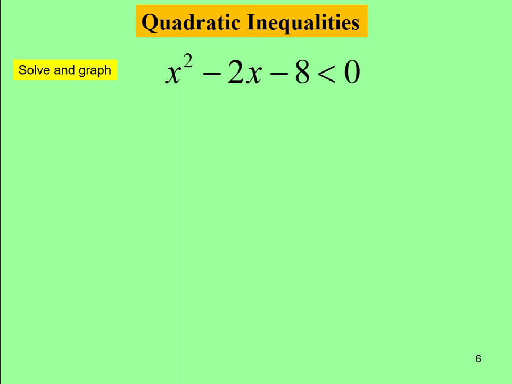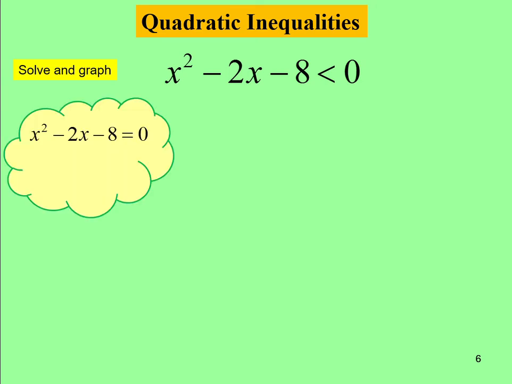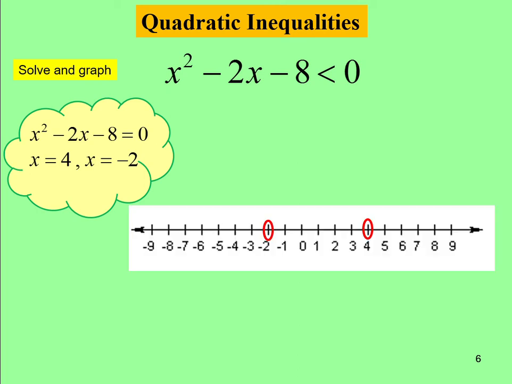Now, to solve quadratic inequalities, we've got to do it a special way. We start off by assuming that it's an equation, solve the equation like we learned in the earlier section, and draw the number line. The 4 and the -2 split the number line into 3 regions. We want to test each region to see if it works.